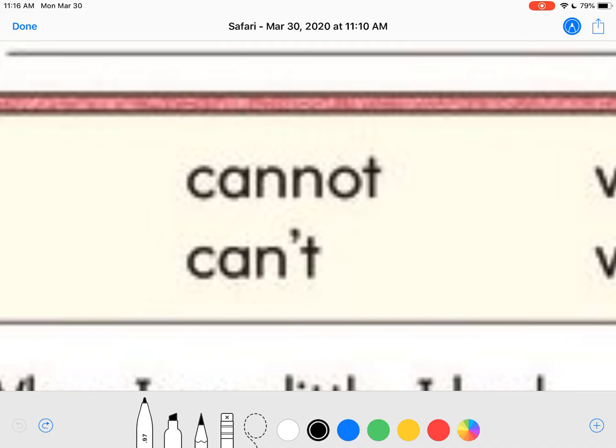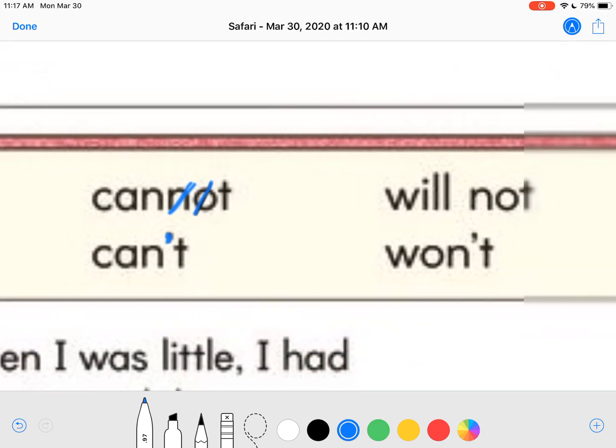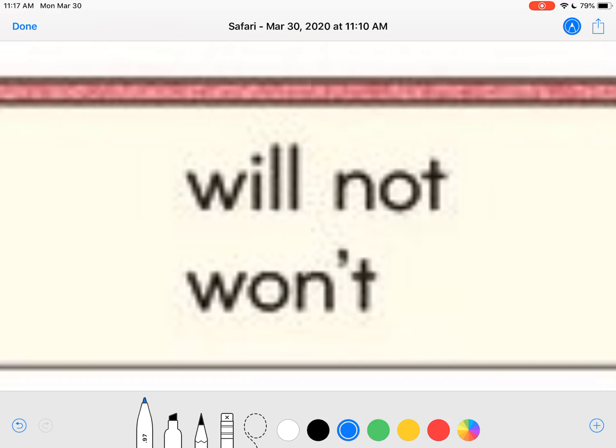Cannot is one word altogether, and when it goes to turn into the word can't, instead of just taking out the vowel like they normally do, let me make that blue so you can see it. They're actually taking out this double N as well because the word cannot is one word altogether. So we're taking out two letters and replacing it with the apostrophe up here. So cannot becomes can't. The next one is will not, which becomes won't.